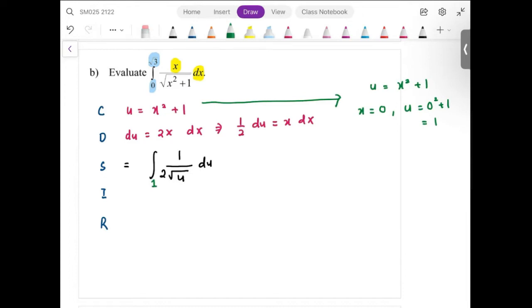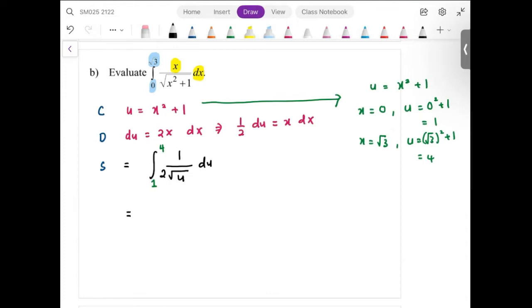Okay. Next one. When our x is equal to sed 3, means that u would be sed 3 squared plus 1. So, we get 4 there. Means our new upper limit would be 4. Saya adjust sikit lah integrate dengan replace ni. Okay. Dah settle tu, kita boleh terus start dengan proses integration.